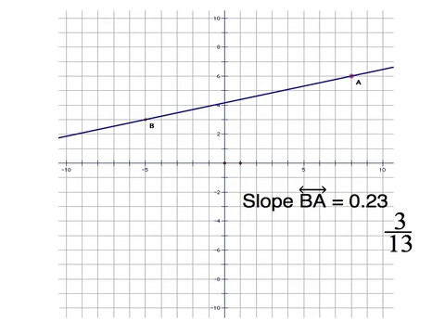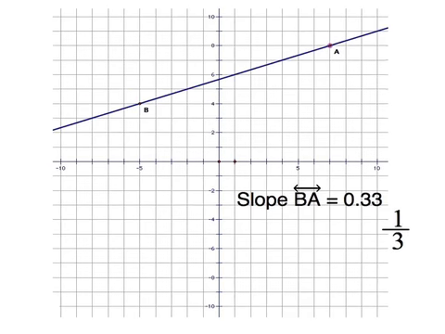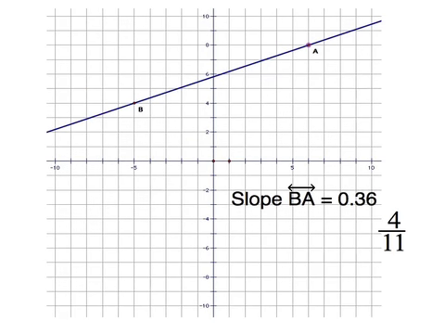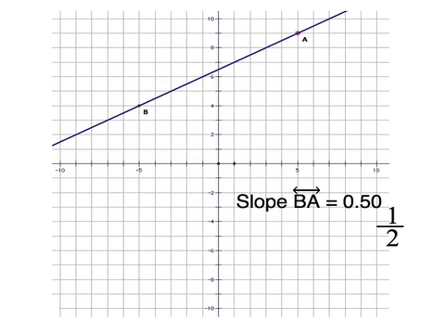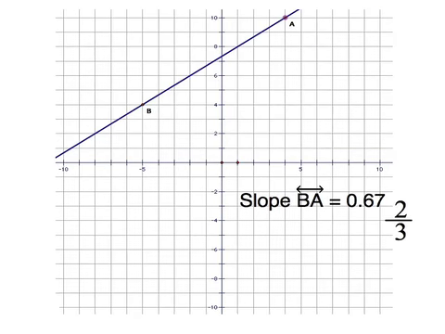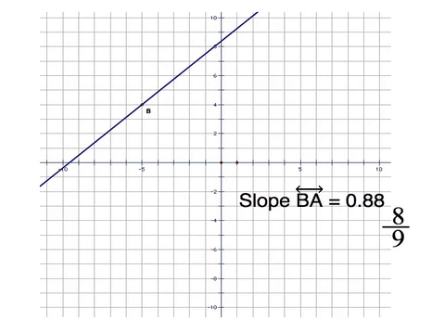The exact answer, 3/13. Then 0.33, many of us recognize this, is probably rounded off for 1/3. Then 0.36 is rounded off for 4/11. Here's one that's exact, 0.5. That's a slope of 1/2. And 0.67 is rounded off for a slope of 2/3. And 0.88 is rounded off for 8/9.